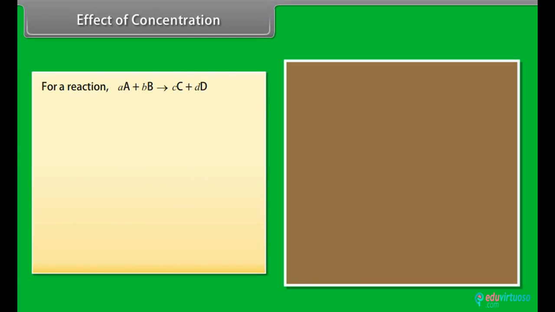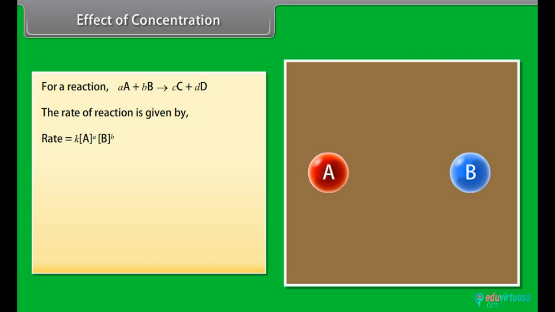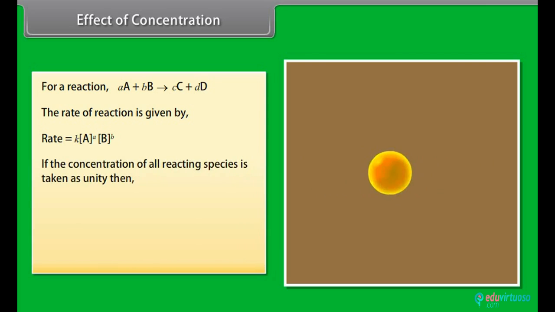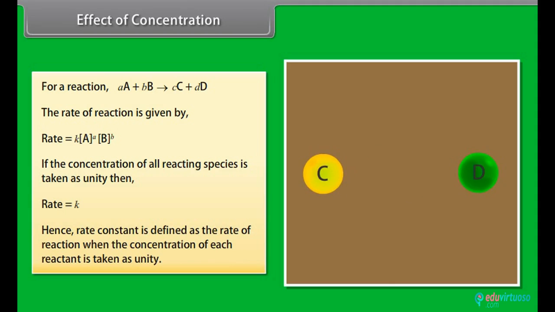For the given reaction, rate of a reaction is equal to the product of K, A raised to the power a, and B raised to the power b. If the concentration of all reacting species is taken as unity, then rate is equal to K. Hence, rate constant is defined as the rate of a reaction when the concentration of each reactant is taken as unity. Rate of reaction versus rate constant.